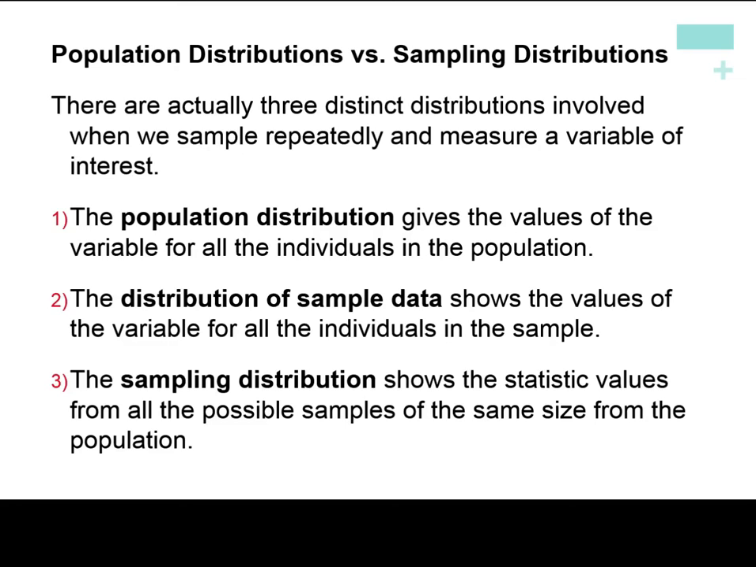Okay, a population distribution, which is the raw data, versus the sampling distribution. A population distribution gives the values of the variable for all of the individuals in the population. So that's the raw data, that's the original one. The distribution of sample data shows the values of the variable for all the individuals in the sample. And the sampling distribution shows the statistic values for all possible samples of the same size from the population.